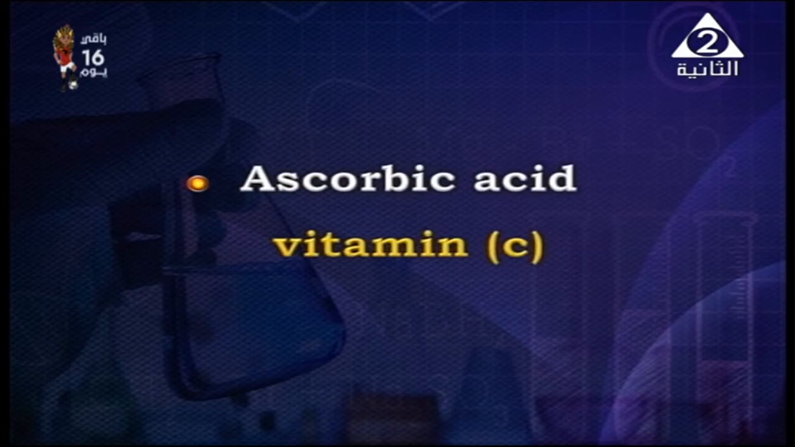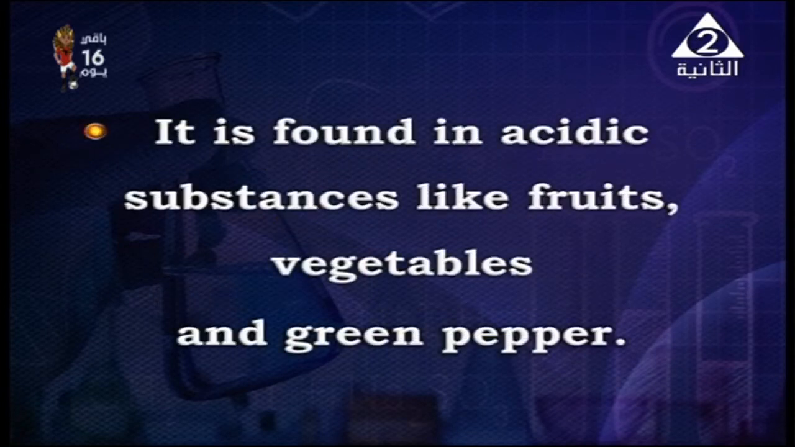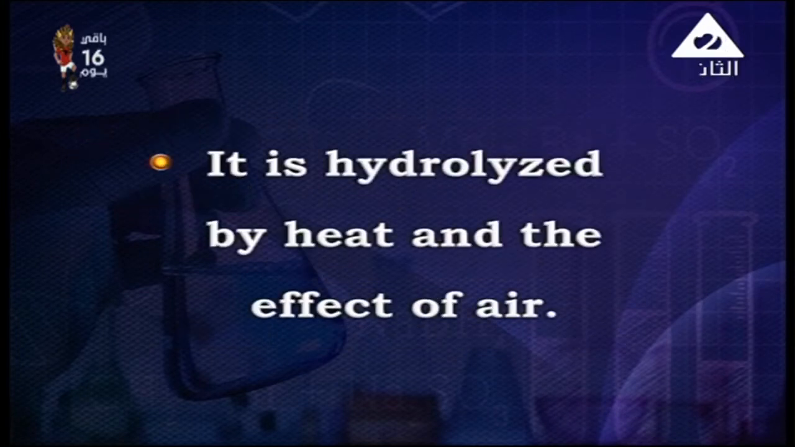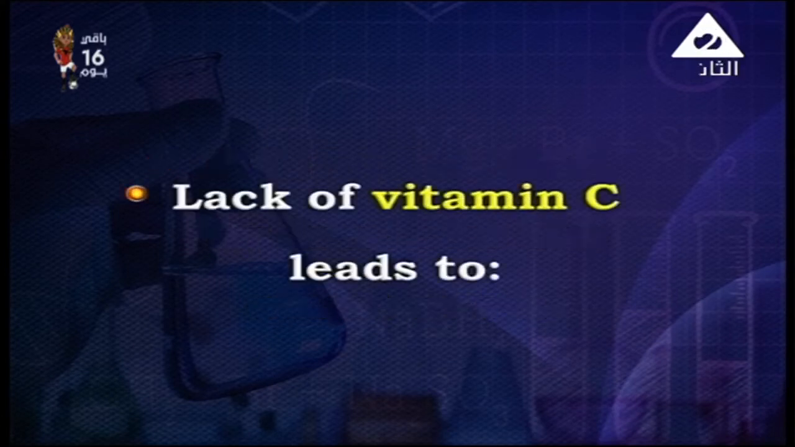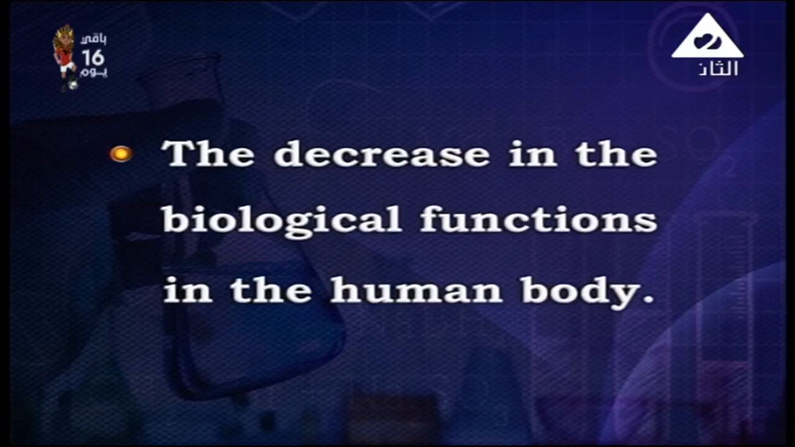Ascorbic acid, which is vitamin C. The human body needs vitamin C in small quantities. It is found in acidic substances like fruits, vegetables, and green pepper. It is hydrolyzed by heat and the effect of air. The lack of vitamin C leads to the infection of scurvy disease and the decrease in the biological function in the human body.